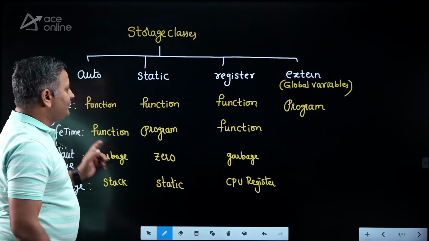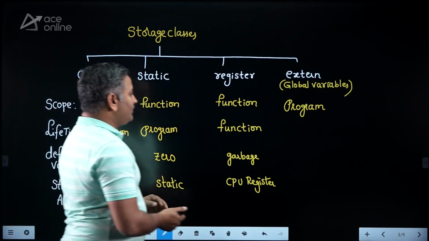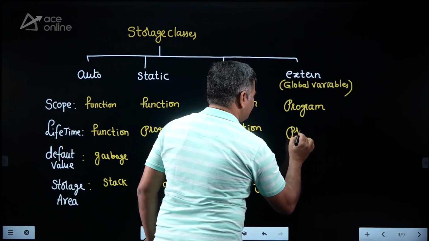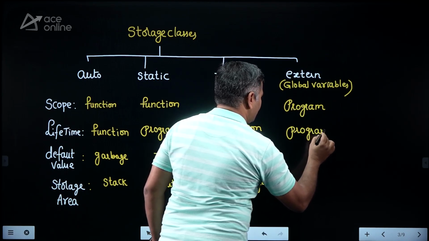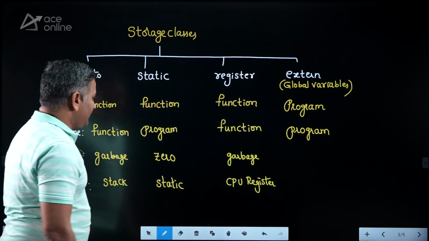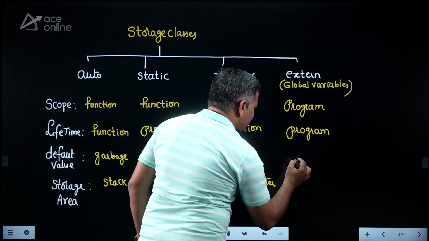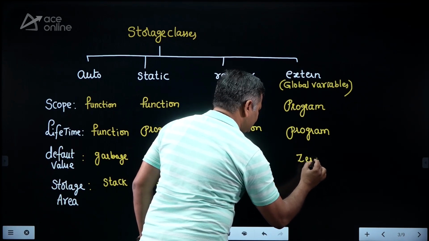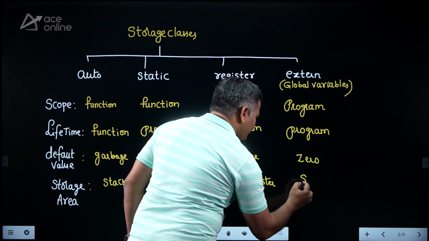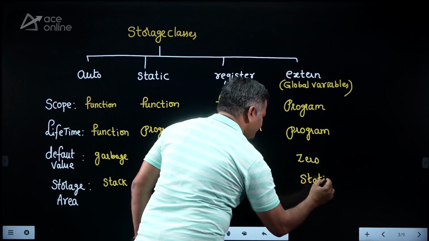And what about the lifetime of a global variable? So the lifetime of a global variable is program lifetime. Next, the default value of global variables is equal to 0. Storage area, we can say it is static storage area.